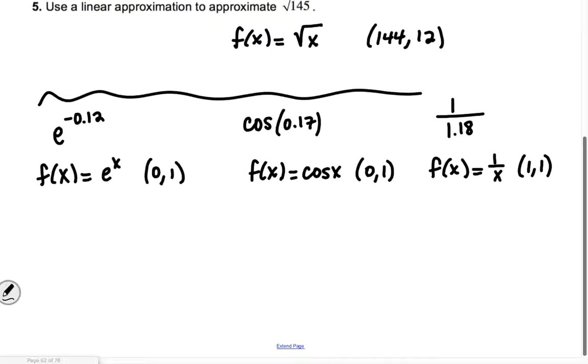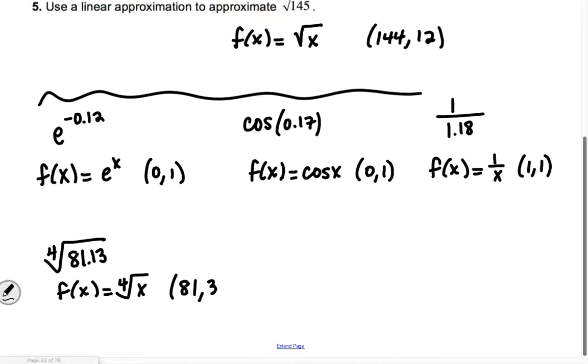What if I have the 4th root of 64.1? Can I do the 4th root of 6? No. Let's do 81.13. What's my function? 4th root of x. What's the point? 81, 3. Good. Does this make sense? Then you would do the same process. You'd find the equation of the tangent line, and then you'd plug in 81.13 for x eventually. Does it make sense? Okay.